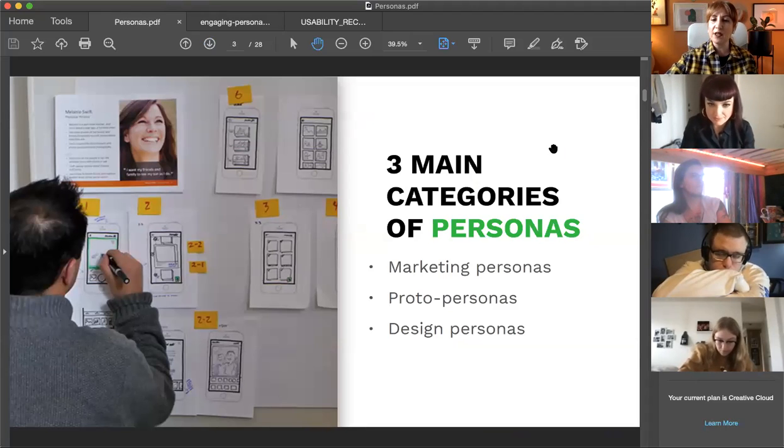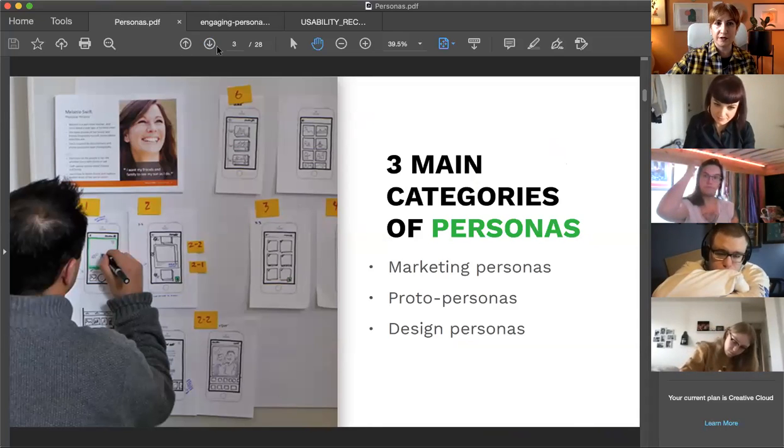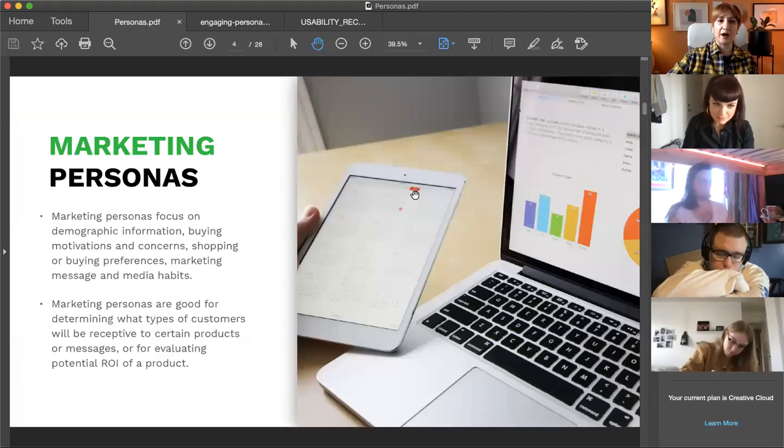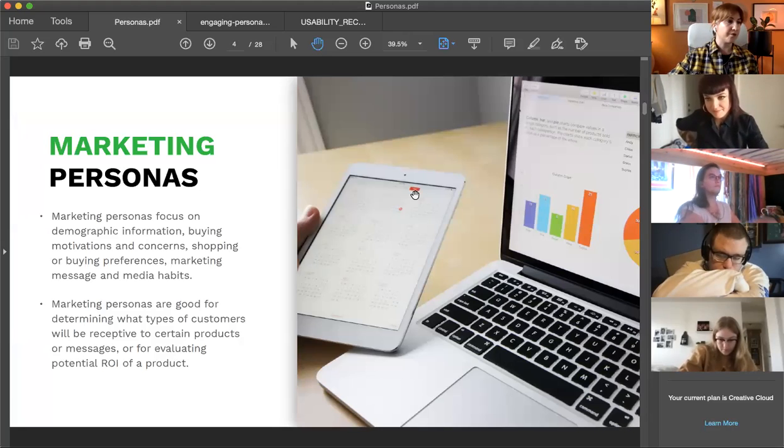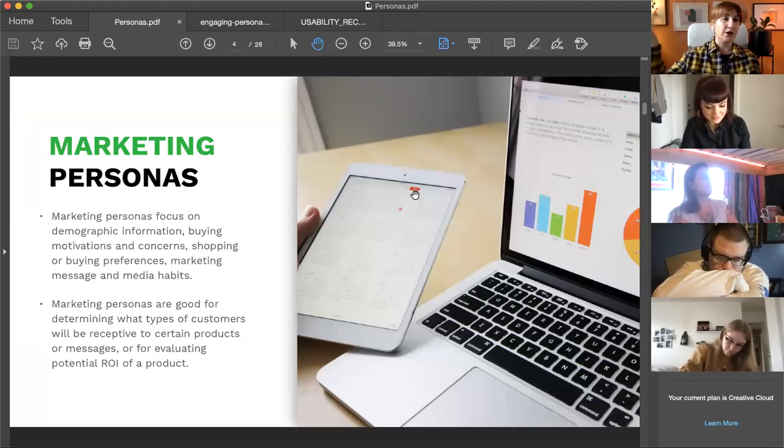So three main categories of personas: marketing personas, proto personas, and design personas. A marketing persona focuses on demographic information and buying motivation. So literally anything marketing based: shopping or buying preferences, media habits, etc. Marketing personas are good for determining what types of customers will be receptive to certain products. So, advertising a new power drill on a women's clothing shop type thing, it obviously would maybe not be so directive at that time.